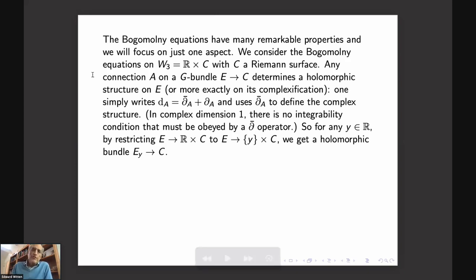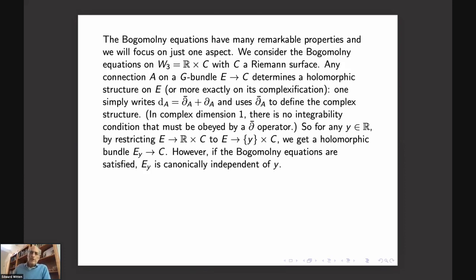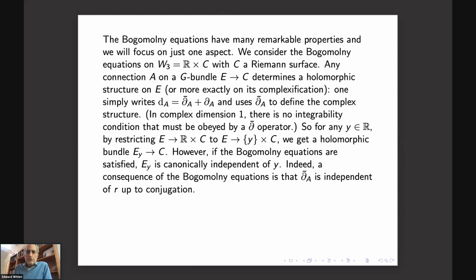So in particular, if you have a gauge field over R times C, you could specialize to any point y in R, and then you could restrict any G bundle with connection over R times C to y times C, and that'll give a holomorphic bundle E sub y over C. But if the Bogomolny equations are obeyed, E sub y is canonically independent of y. Indeed, a consequence of the Bogomolny equations is that the 0,1 part of the connection is independent of y, up to conjugation.